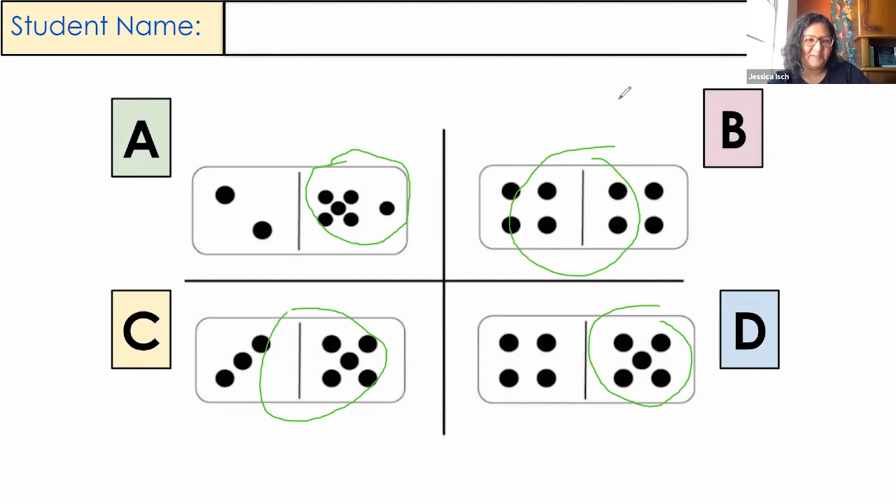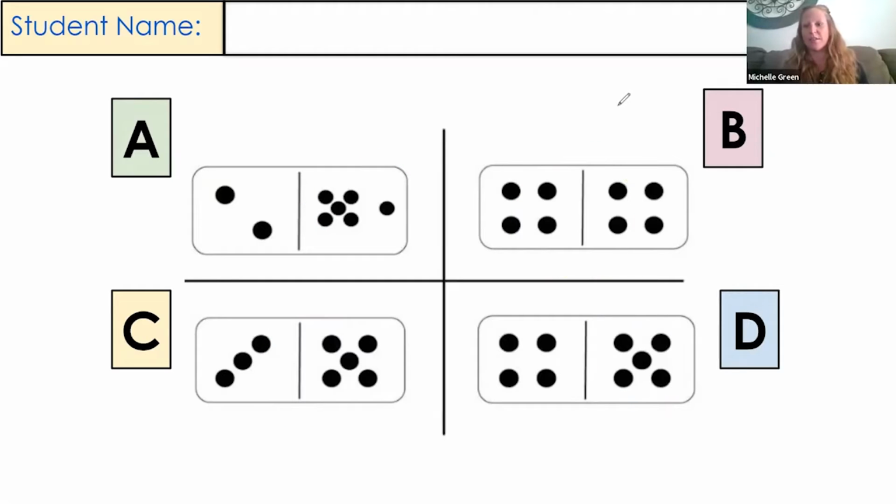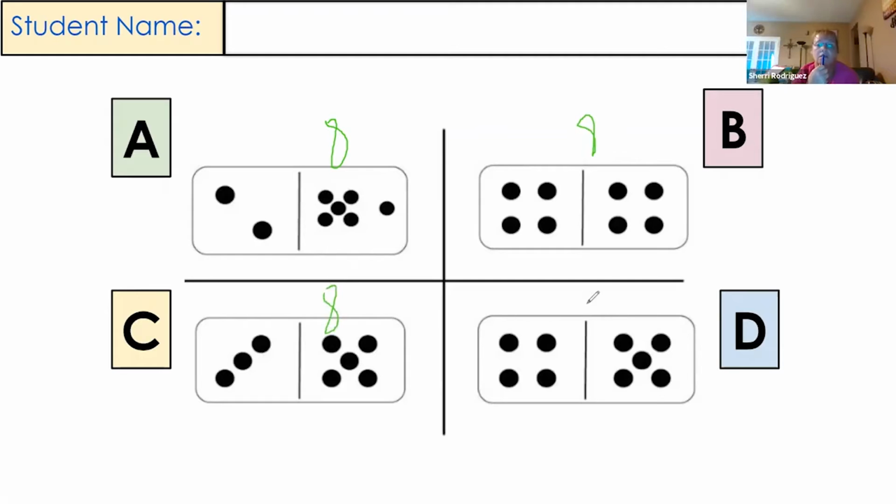And then she said something else too. She said that she now noticed something different. Sherry, what did she say she now noticed after hearing Rosa's reasoning? Oh, about counting up the totals. Yeah, and so what did she notice about how many are in this one right here? 8. And how many are in this one right here? 8. What about this one right here? 8. And then how many's in D? 9. There are 9 right there.